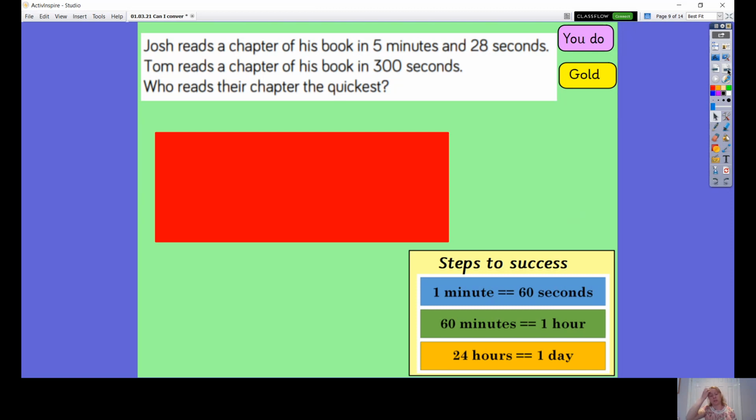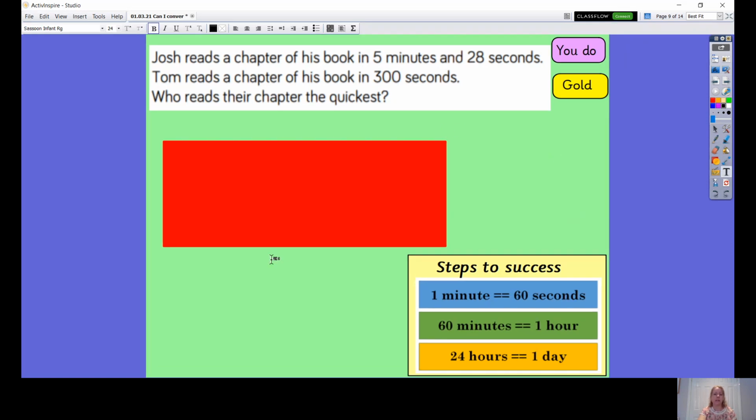So the thing that we have to do, if we remember, and this is especially for a certain somebody who knows who they are, who always says they don't know what this is, RUCSAC. So this helps us to solve our word problems. So we've got R is reading the problem. Okay, so we're going to read it. I've already done that, but I'll read it again. Josh reads a chapter of his book in 5 minutes and 28 seconds. Tom reads a chapter of his book in 300 seconds. Who reads their chapter the quickest?